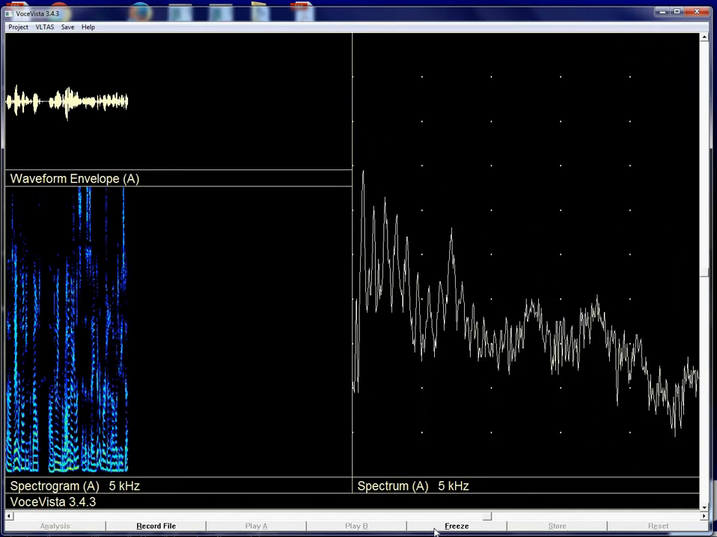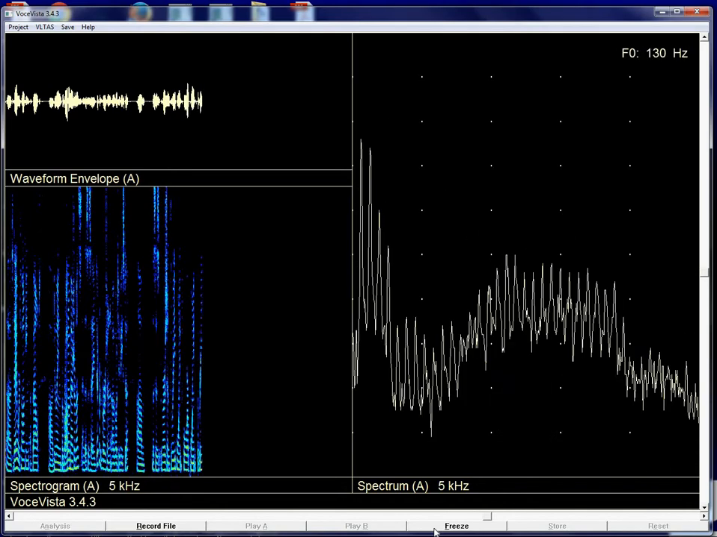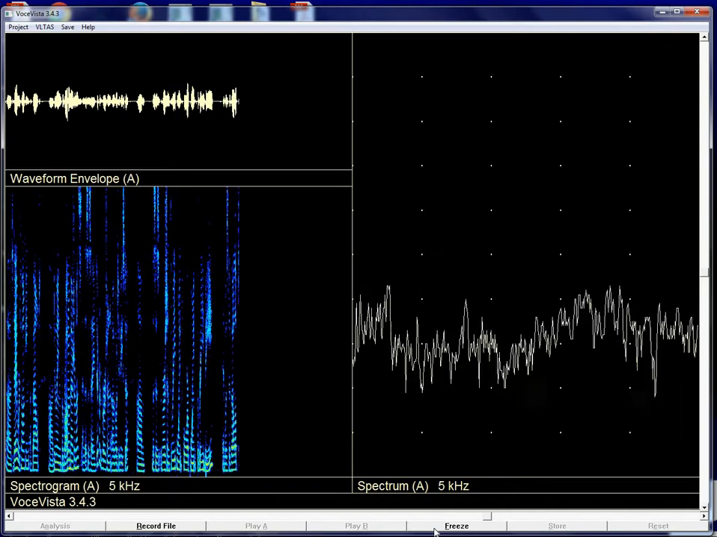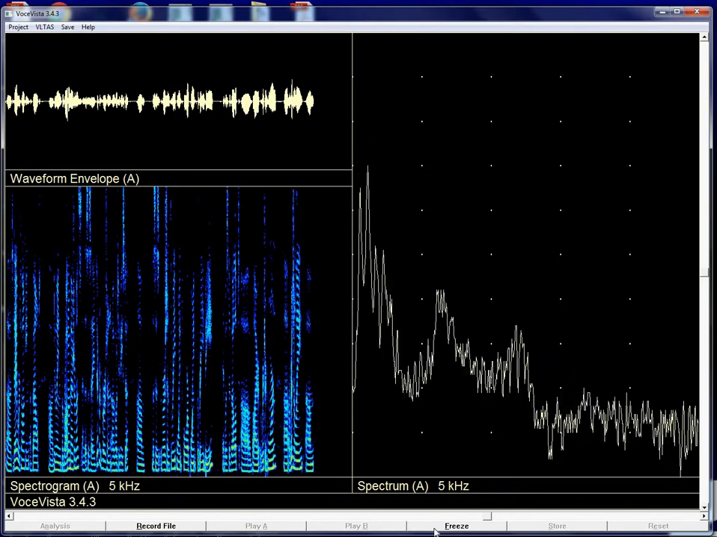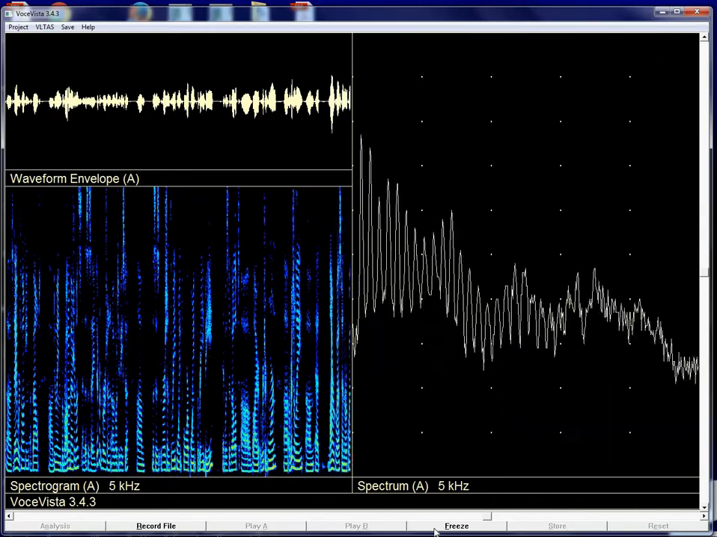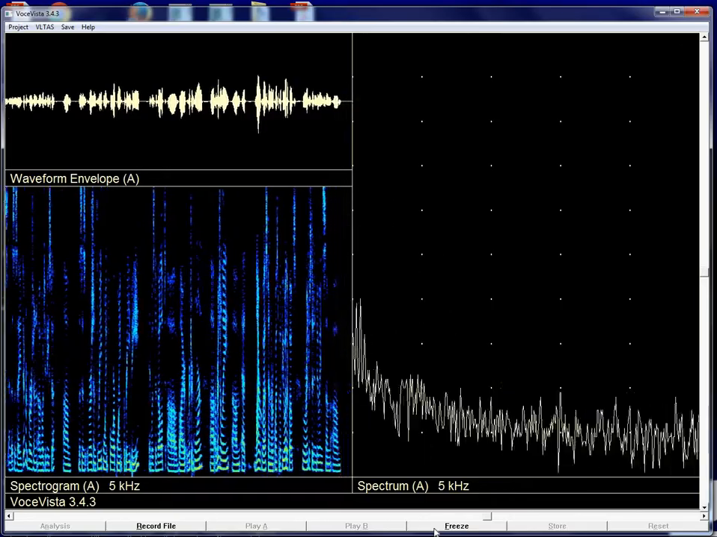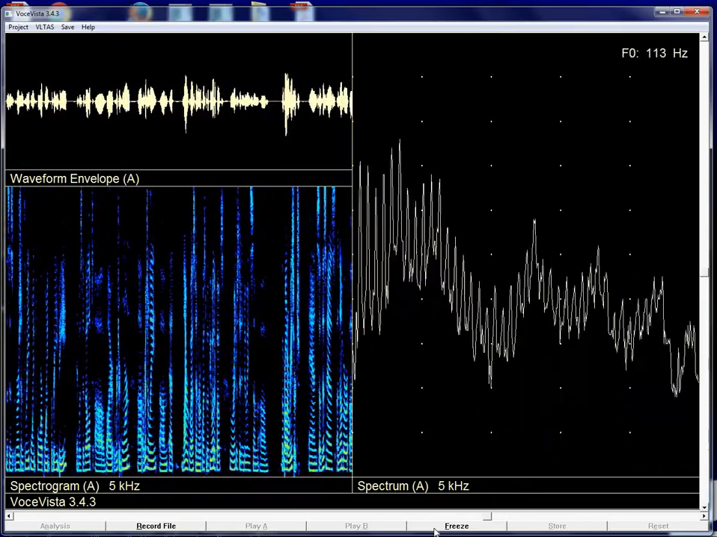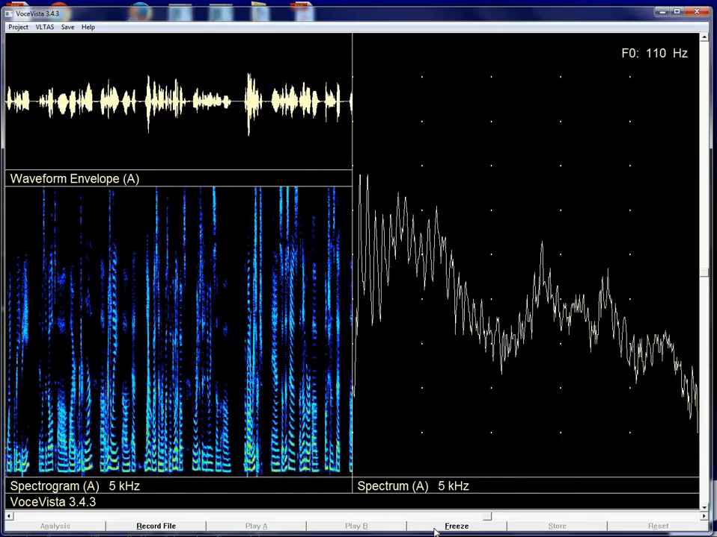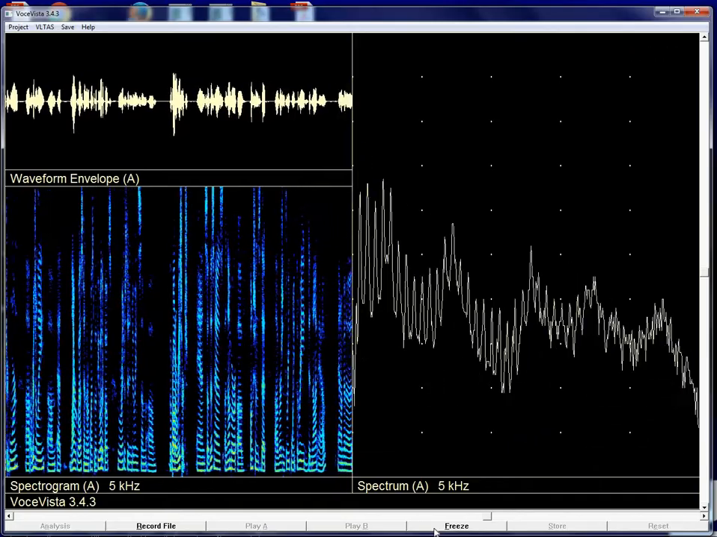Today we're talking about doing vibrato measurements, and this is a different version of VoceVista, version 3.4.3b. It was developed by Richard Horn, originally at my request and the request of a few other folks who were interested in doing some vibrato research. This has a number of functions that version 3.3 did not have, and I'm going to demonstrate these for you.